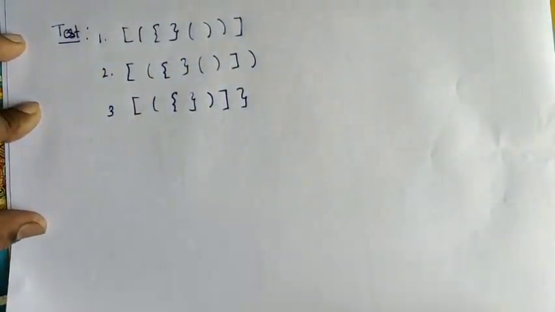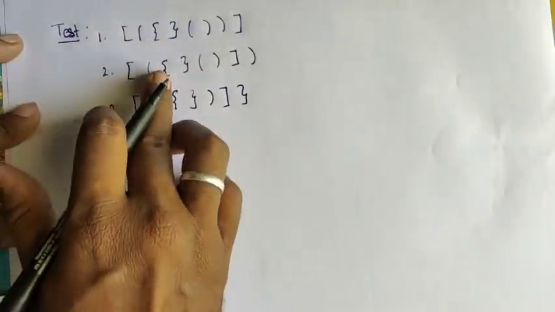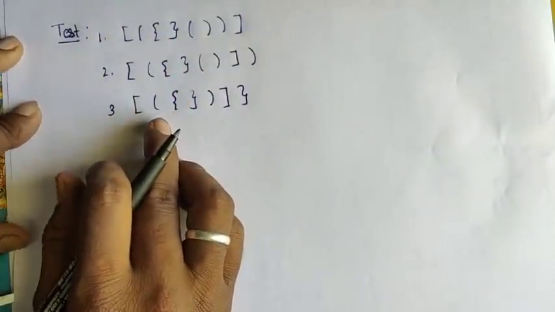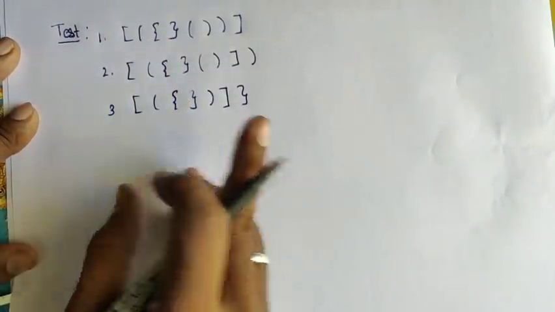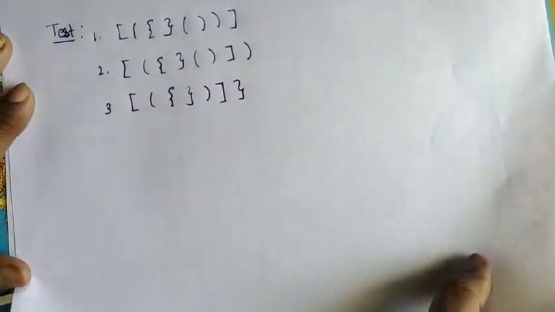Write the detailed steps for each and every input, and in which case it shows true or false, that is, balanced or not. Just do it yourself.